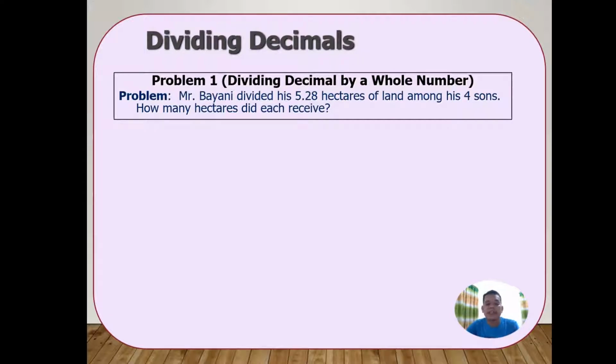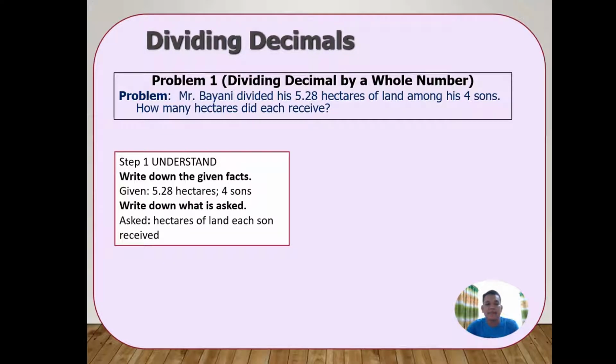Before we answer the problem, of course, we need to analyze. We will use Polya's 4 steps in solving math problems. The first step is understand. In understanding the problem, we are going to determine what are given and what is asked. So, what are the given? We have 5.28 hectares and 4 sons. What is asked in the problem? The problem asks how many hectares of land each son received.